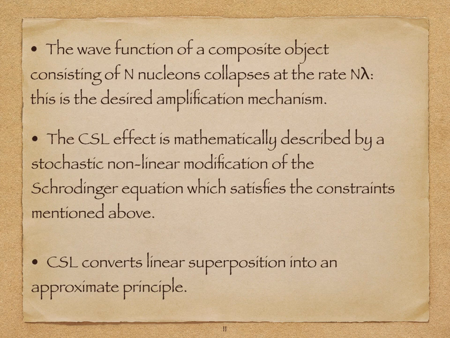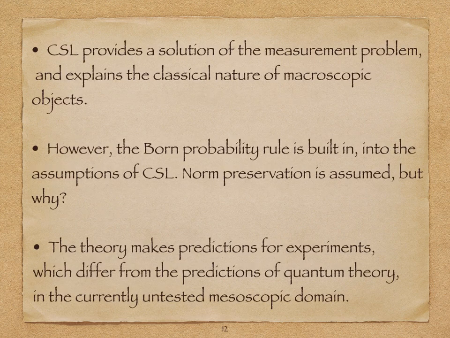How long a superposition lasts depends on how big the system of interest is. If it's a macro system, very short-lived. If it's a micro system, very long-lived. And there is a trend in between. As we'll see in the next talk, CSL provides a solution of the measurement problem, and it explains the classical nature of macroscopic objects. However, this is a somewhat subtle point.